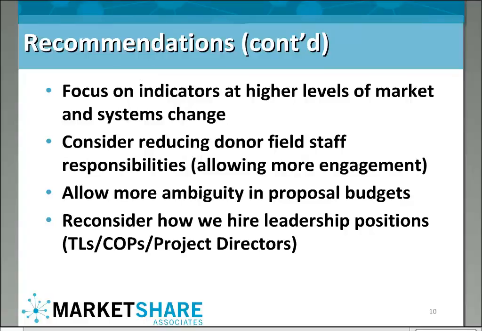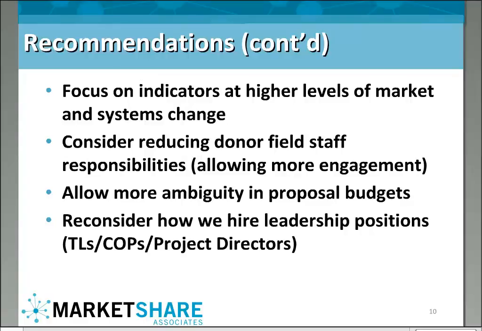And another one, recognizing that this is going to be a bit controversial, but I'm sure that there are a lot of donor field staff who are very quietly saying amen to the idea of reducing donor field staff responsibilities and allowing for more engagement. I mean, if they fundamentally don't have the time to be a part of the conversation, and many of them don't, and many of them complained about this off the record, then they can't provide good guidance. They need to be able to work alongside an adaptive program.